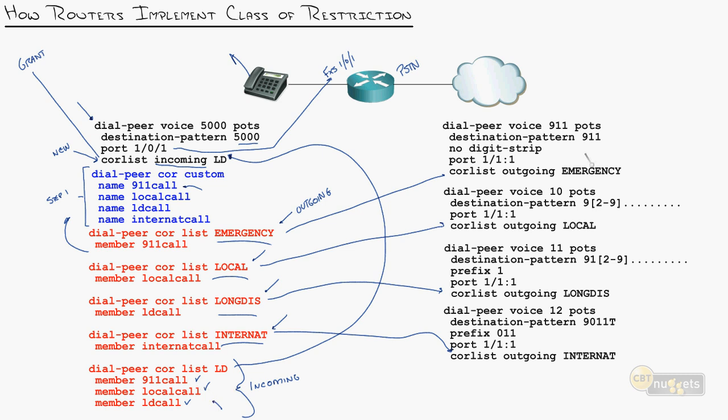He dials an emergency number. It says, okay, do you have access to whatever is in the emergency core list bubble? It goes, okay, emergency is 911 call. He's got 911 call. That's a match. Ding, ding, ding. He can make an emergency call. Did you see how that works? And then he dials 9 and some 10-digit number, right? 10-digit dialing. It goes, oh, this requires the local core list, and it looks at local and says, okay, does it have the local call bubble? It does. Ding, ding, ding. You get the point, right? It's pretty straightforward when you put it all together.